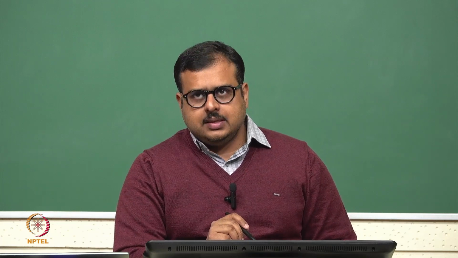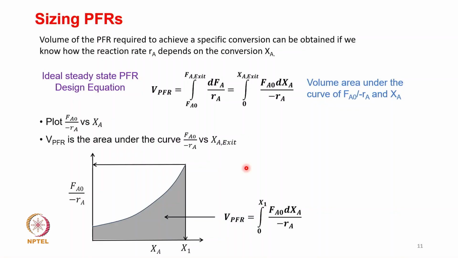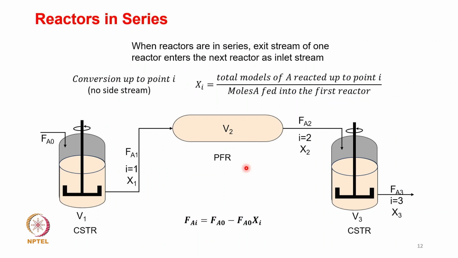So, network essentially means that there is more than one component and not any standalone reactor in the picture. So, now let us look at the case where we have more than one reactor, and they are connected in series, which essentially means that one reactor's output goes to the next reactor's inlet, and so on. So, when reactors are in series, the exit stream of one reactor enters the next reactor as its inlet stream.